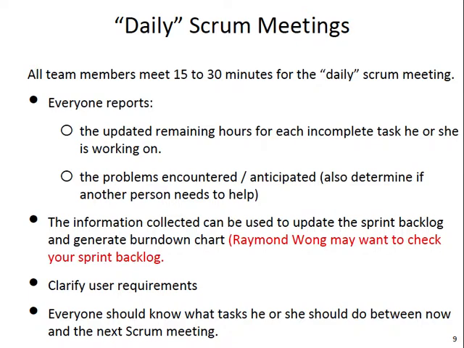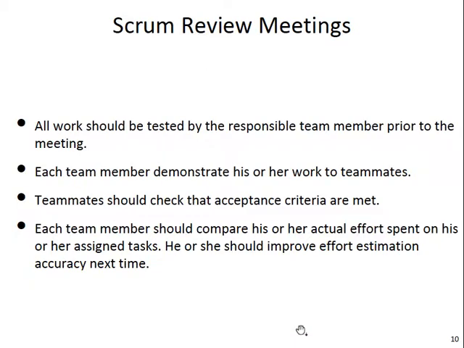For example, it can detect an unproductive teammate. Okay, and if he's not productive, maybe you'll fire him, or think of ways of helping him or her. Okay, so everyone should know what they need to do between now and the next daily Scrum meeting.